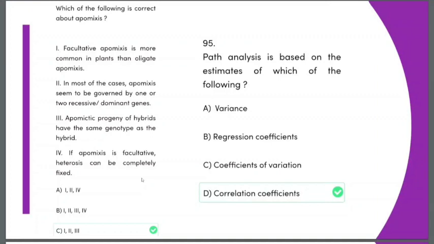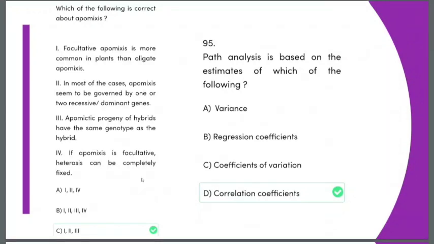94th is which of the following is correct about apomixis? So facultative apomixis is more common in plants than obligate apomixis. Correct. In most of the cases, apomixis seems to be governed by one or two recessive or dominant genes. Correct. Apomictic progeny of the hybrid have the same genotype as the hybrid. Correct. If apomixis is facultative, heterosis can be completely fixed. Incorrect. So first, second and third are correct.